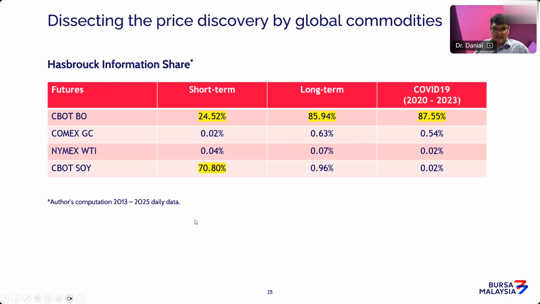All right, again, the Hasbrouck information share out of these 4: soybean oil, gold, crude oil NYMEX WTI, and also soybean. I would say that for the short term, try to refer to soybean more than soybean oil, because soybean contributes more to the price movement than soybean oil. For the long term, yes, we have to refer to soybean oil.